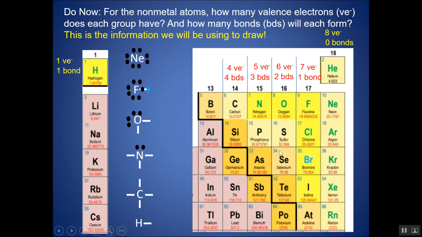So we're going to be using this information to draw. First, we're going to try to meet these bond amounts. And then we'll add in extra dots, enough to make sure that it owns the correct amounts that we see up here. If I'm showing fluorine, I want to make sure it owns 7. If I'm showing oxygen, I want to make sure it owns 6, and so on and so forth.